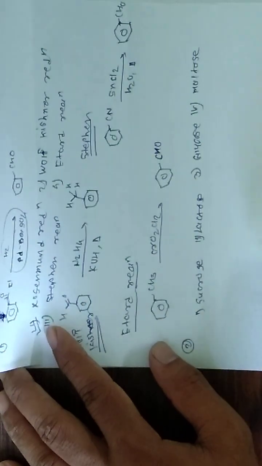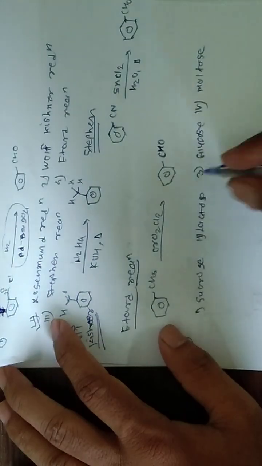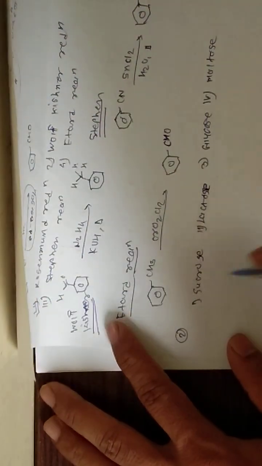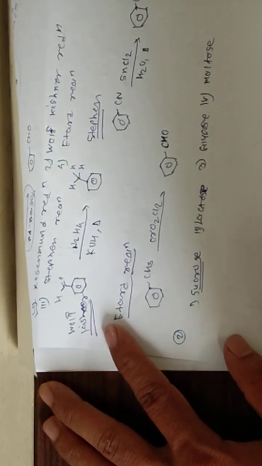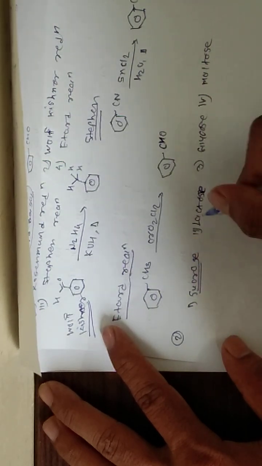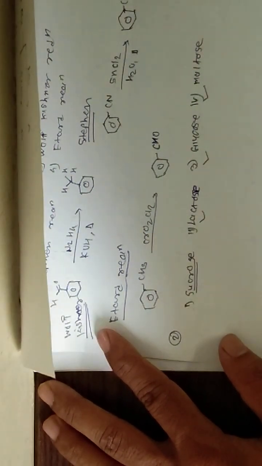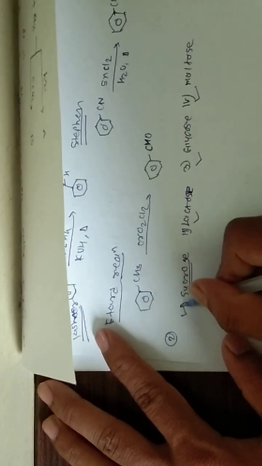maltose. To solve this question, you should know the structure of all these four sugars. Sucrose: the direct answer is that sucrose has no free aldehyde group, so it does not give Fehling's test. The question is which does not give Fehling's test, so sucrose is the answer. Lactose, glucose and maltose have a free aldehyde group, therefore they give Fehling's test. So the correct answer is the first option.